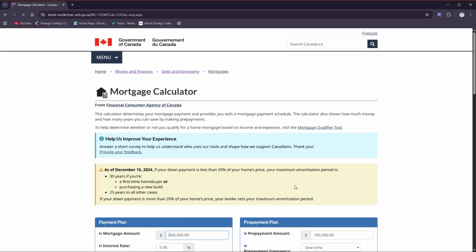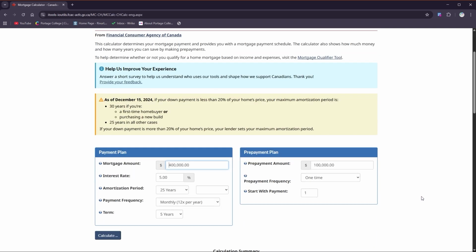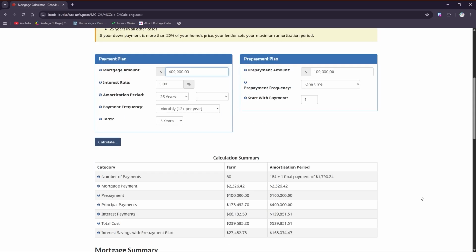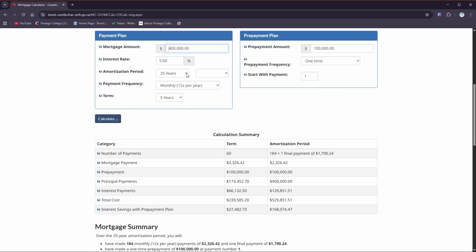So here it is. If you scroll down, here is your calculation summary. They basically give you the number of payments you have to make within that 25-year period. Your mortgage payment is going to be approximately $2,326.42, and your principal payments would be the amount of your loan, so in total $400,000. So that's how easy it is to calculate your mortgage using a free tool online.